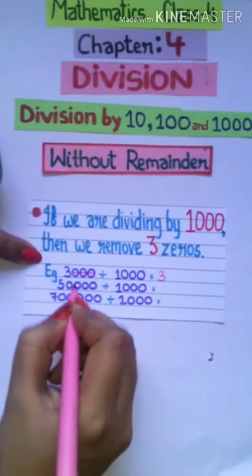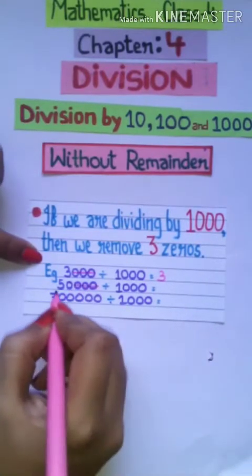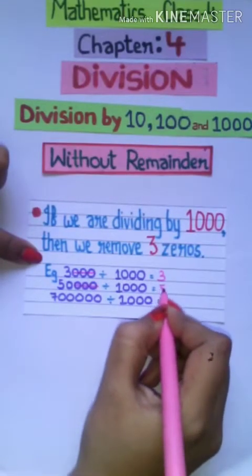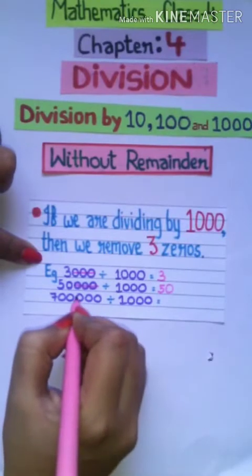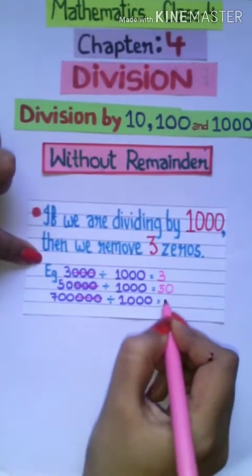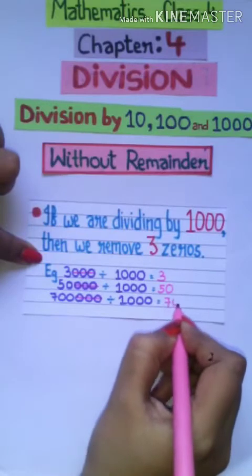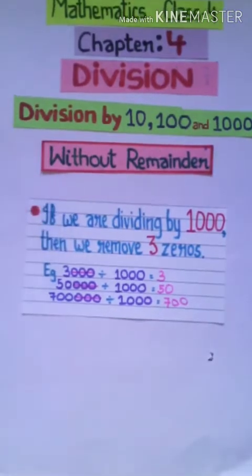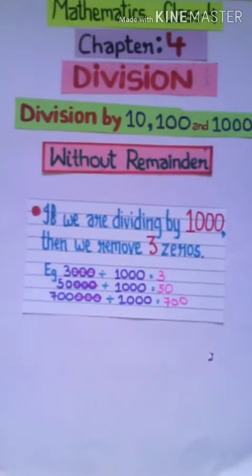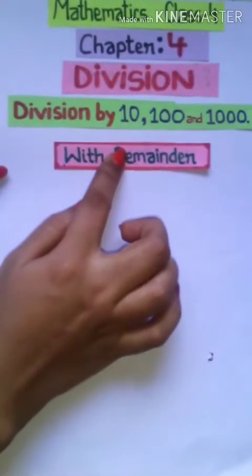From 50,000, if we remove 3 zeros, we are left with 50. And from 7 lakh, if we remove 3 zeros, we are left with 700. So these were examples of dividing numbers by 1000 without remainder. Next, I will be telling you all about division by 10, 100 and 1000 with remainder.